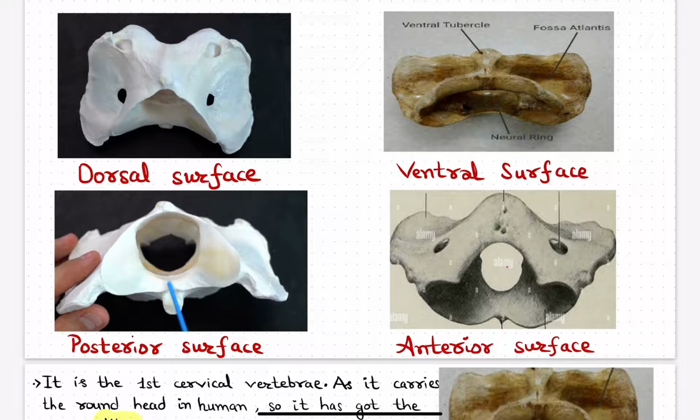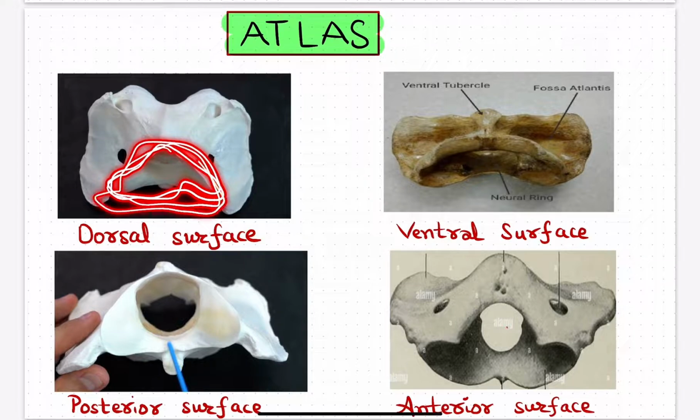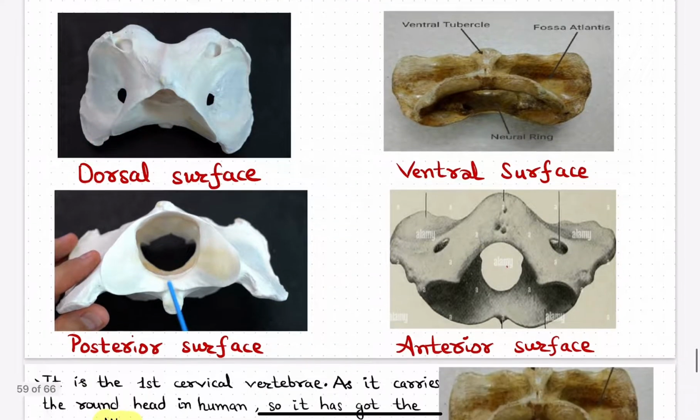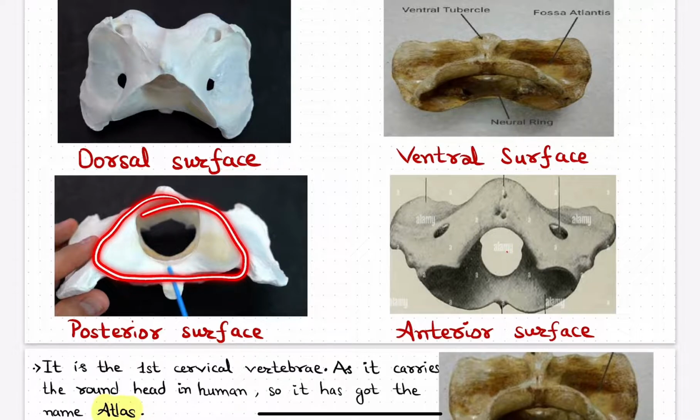One thing I will tell you here and in the later section also: to this anterior section, the axis bone gets joined via the odontoid process. Okay, the odontoid process. And to this posterior surface, what gets joined? If this is the posterior surface, then our head condyles will get joined here.